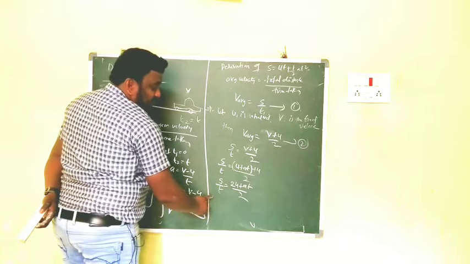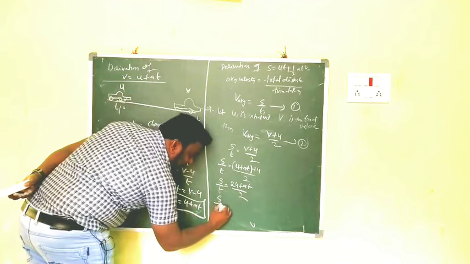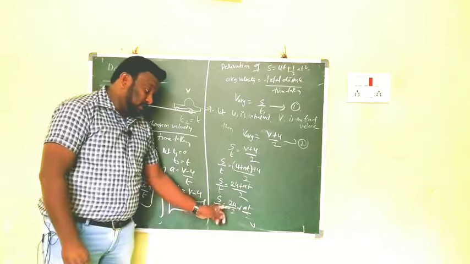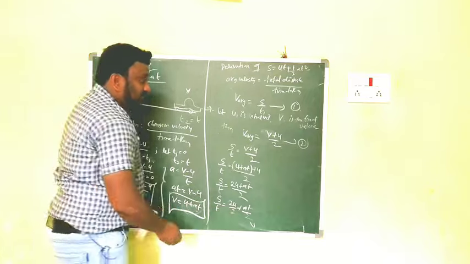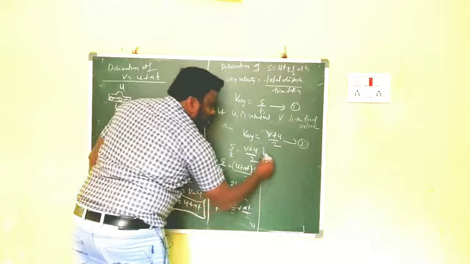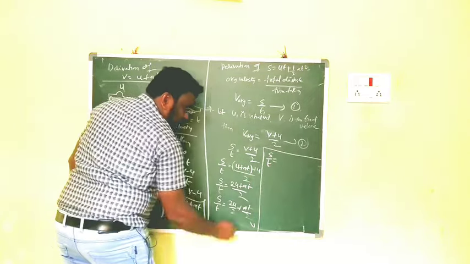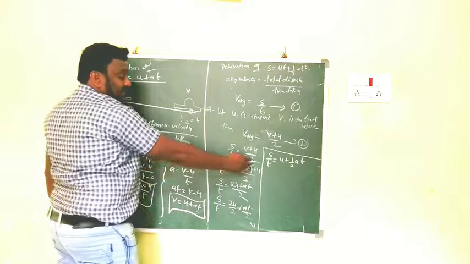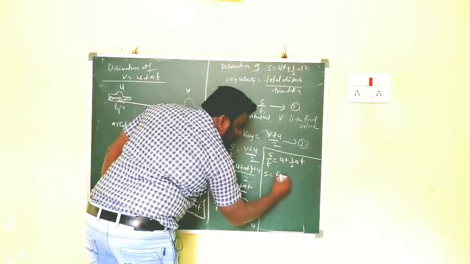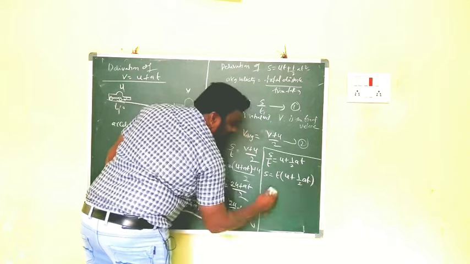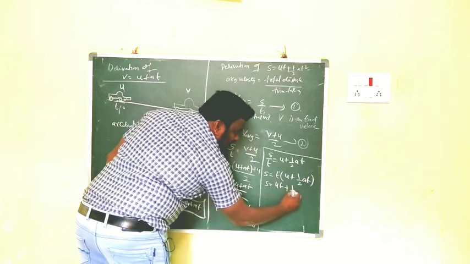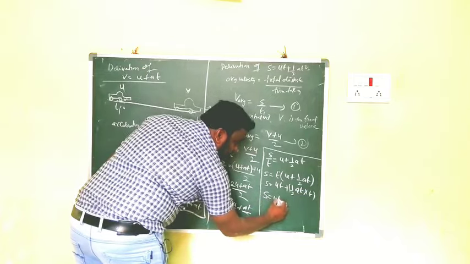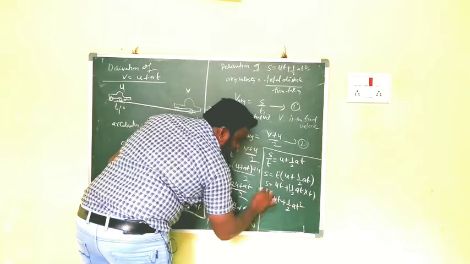Clear? S by t is equal to 2u plus at by 2. I'm writing like this: S by t is equal to 2u by 2 plus at by 2. That means the 2 cancels. Then what do you get? S by t is equal to u plus half at. Take t to the other side. Then S is equal to t into u plus half at. Then multiply: S is equal to u into t plus half into at into t. Then t into t means t square. Then S is equal to ut plus half at square.